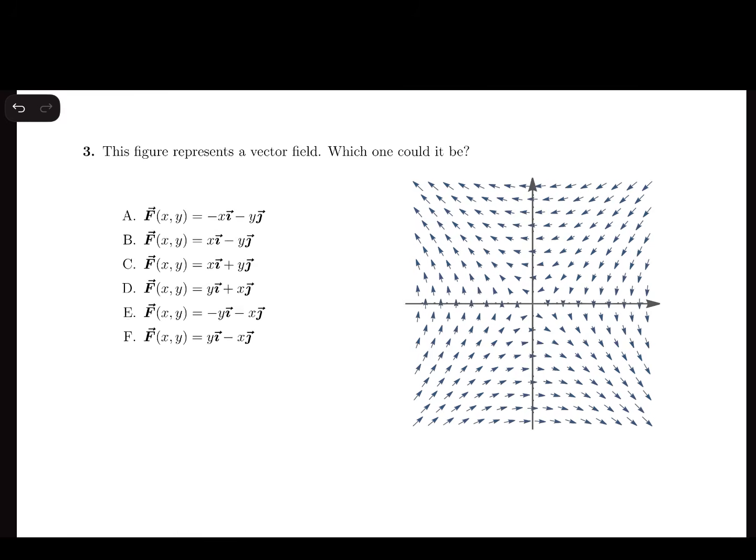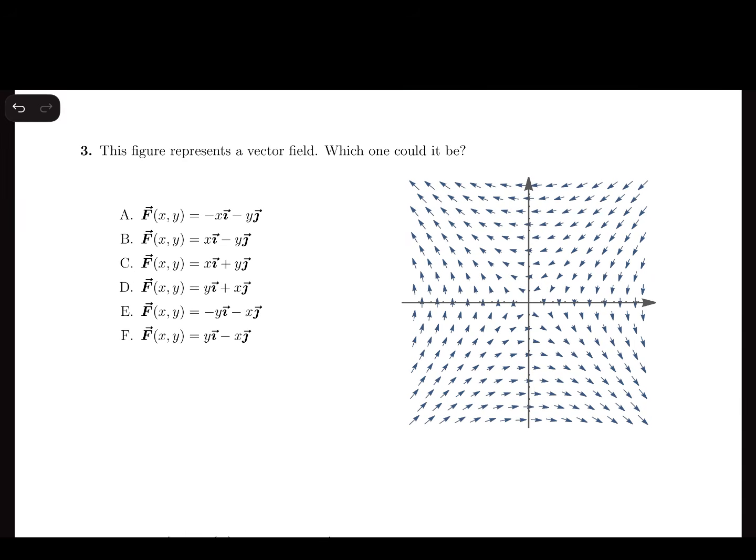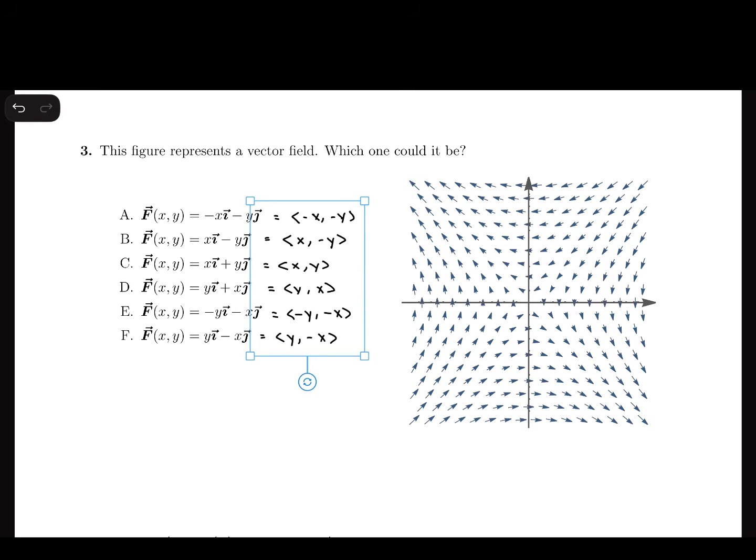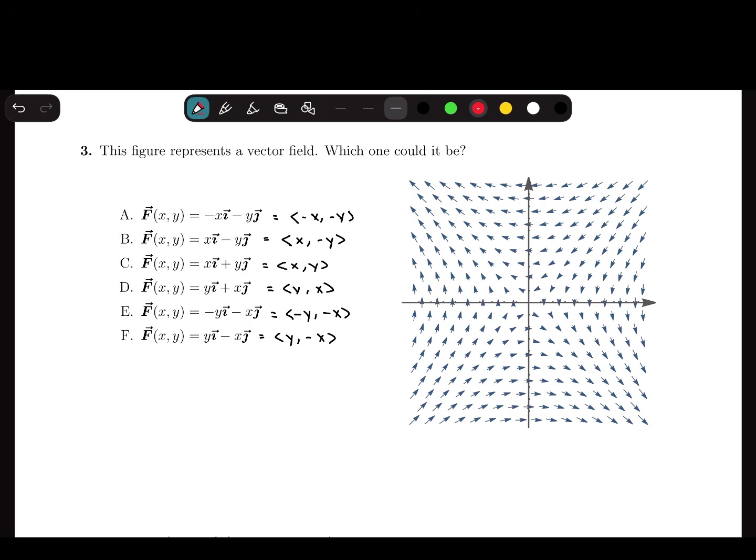Okay, moving on to question number 3. This is a vector field question. It asks, this figure represents a vector field. Which one could it be? The first step I would recommend, which I'm just going to paste in here, is to write out your vectors. I'm going to give you some time to write that out while I talk about vectors.